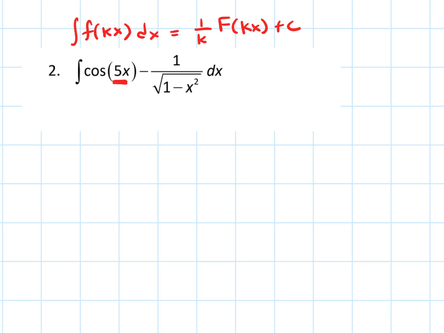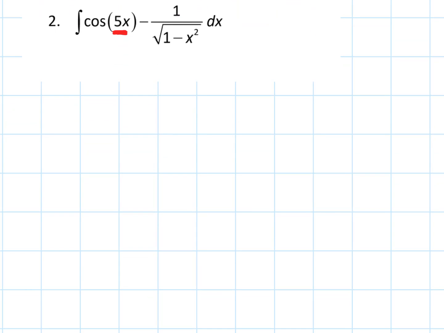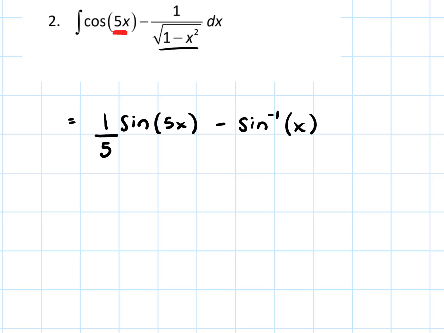So I see that 5x right there, so I know I can find the integral of the cosine of x. The integral of the cosine of x, in fact, is the sine of 5x. But because I'm finding the antiderivative, I'm integrating, I'm going to have a 1/5. And then this guy, this minus 1 over the square root of 1 minus x squared, well, that's just the inverse sine of x. And I do have my plus c.